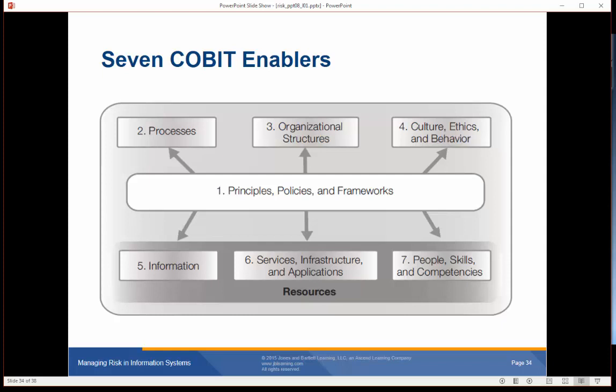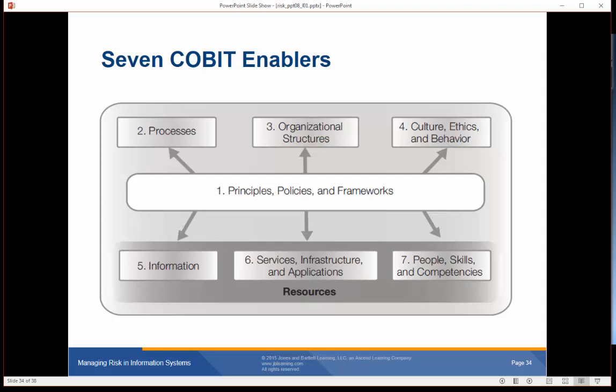These translate desired behavior into practical guidance. The second step, basically the second enabler, is the processes. These are the practices and activities performed within an organization. Processes help an organization reach its IT-related goals.